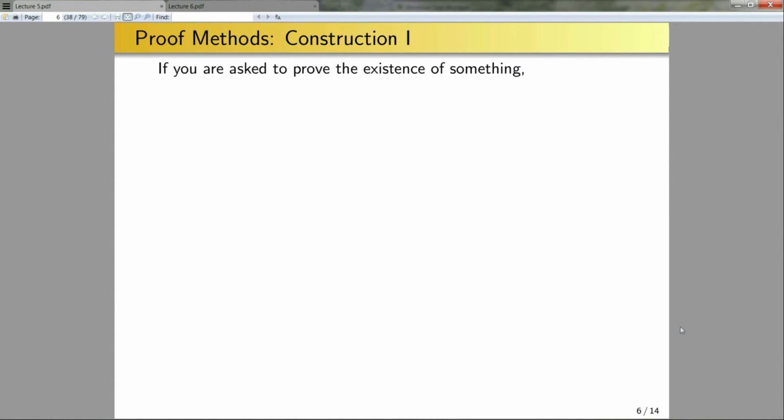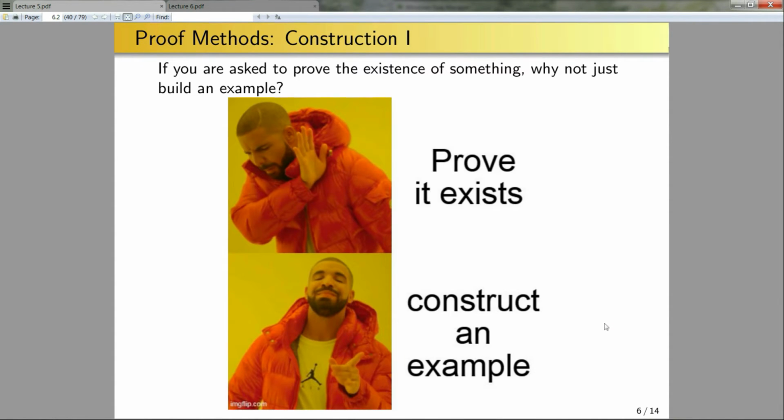Now let's go on to proof by construction. If I'm asked to prove the existence of something, why don't I just build an example to say, hey, here it is. If I were to memify this idea, this is how I would memify it.